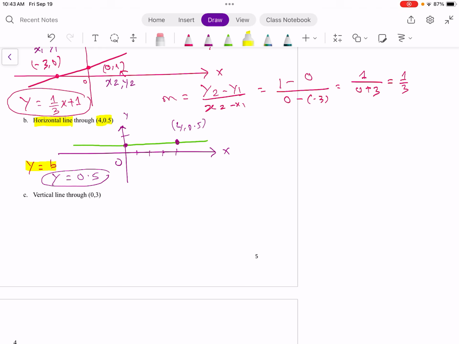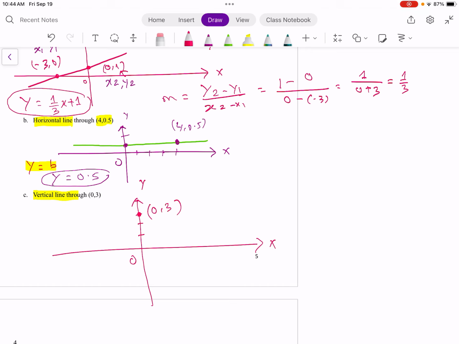Now next we are asked to find the equation of a vertical line, and let's draw that vertical line. So a vertical line through 0, 3. So let's draw. Where is 0, 3? 1, 2, 3. This is 0, 3, right? So this is 0, 3.